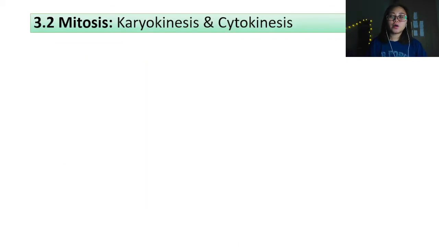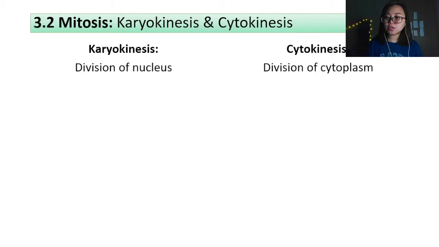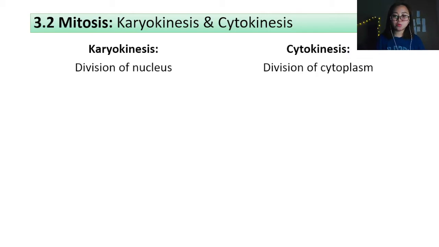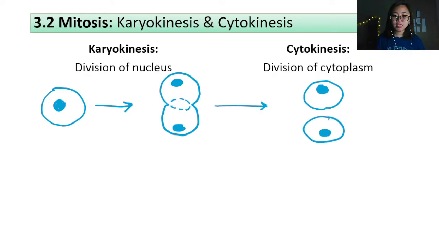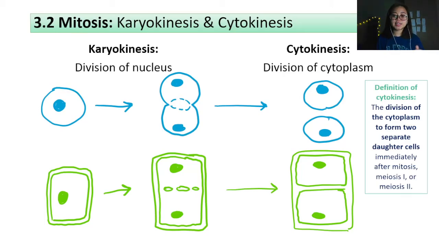Alright, we already touched a little bit about cytokinesis, so now we are going to explain it in more detail. Okay, karyokinesis, division of nucleus. Cytokinesis is division of cytoplasm. So, sekarang kita mau masuk pasal cytokinesis. In animal cell, it will look like this. In plant cell, it will look like this. Formation of cleavage furrow, formation of cell plate. Okay, this is the definition of cytokinesis if you want.